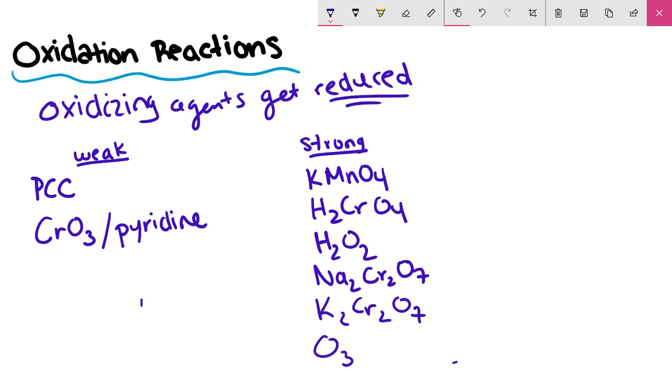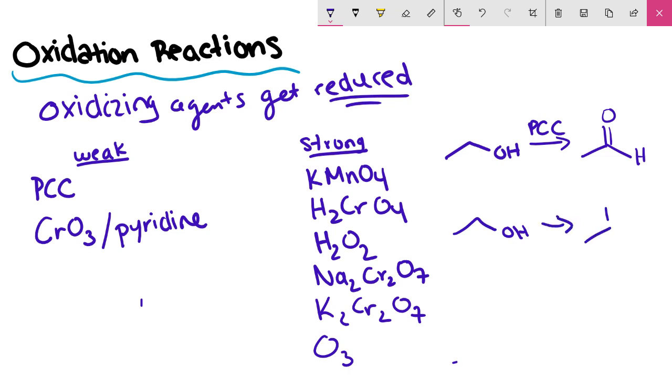And what's the difference between weak and strong oxidizing agents? Well, to start off, we will have a primary alcohol. So in this case, I'm going to use ethanol. And if we wanted to oxidize this to an aldehyde, and just to an aldehyde, then we would want to use a weak agent. So something like PCC would get us to the aldehyde. But what if we wanted to go all the way and oxidize this to a carboxylic acid? All right, so now we definitely need a stronger oxidizing agent, probably something with more oxygens. So KMnO4 would be a great option.